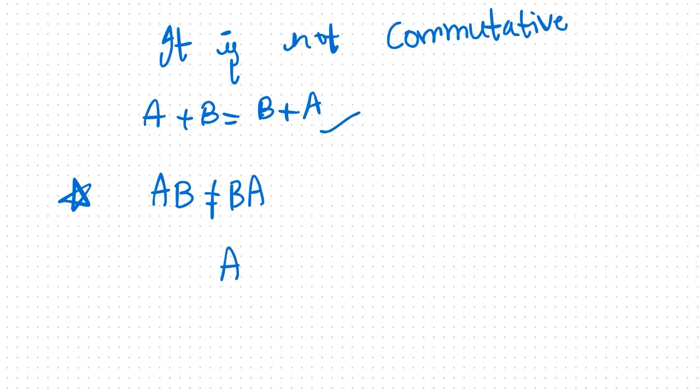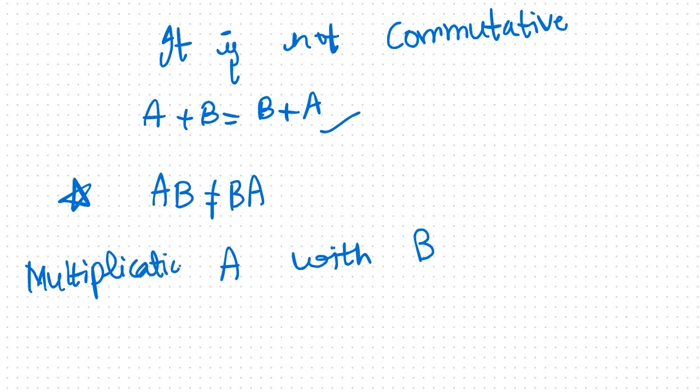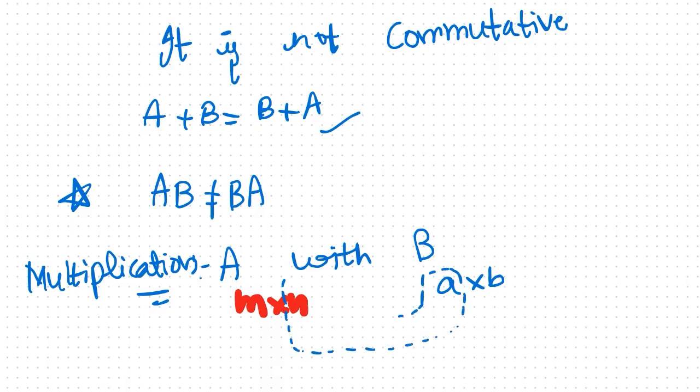When you are multiplying A with B, multiplication, let's say size of A is M into N and size of B is A into B. It is possible to multiply only when these two numbers are equal, N is equal to A.